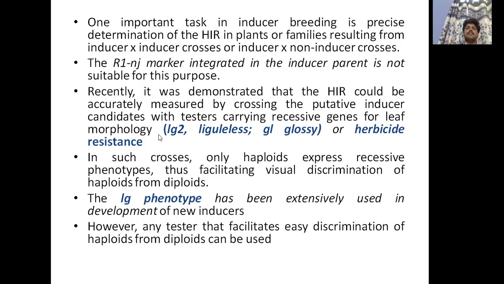However, it was recently found that putative inducer candidates with testers carrying recessive genes for leaf morphology like liguleless and glossy, or herbicide resistance, are of good use. In such crosses, only haploids will express the recessive phenotype, thus facilitating visual discrimination between a haploid and a diploid. The LG phenotype has been extensively used in development of new inducers. However, any tester that facilitates easy discrimination between a haploid and a diploid can be of use.